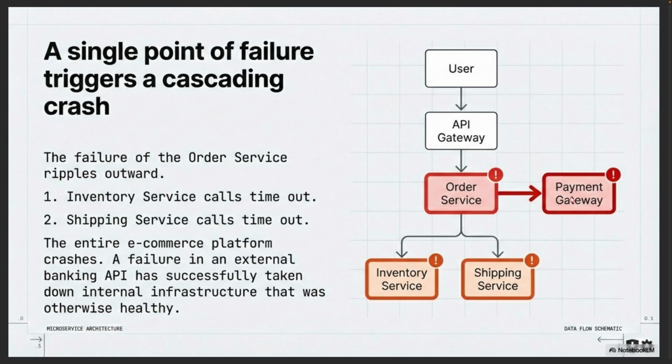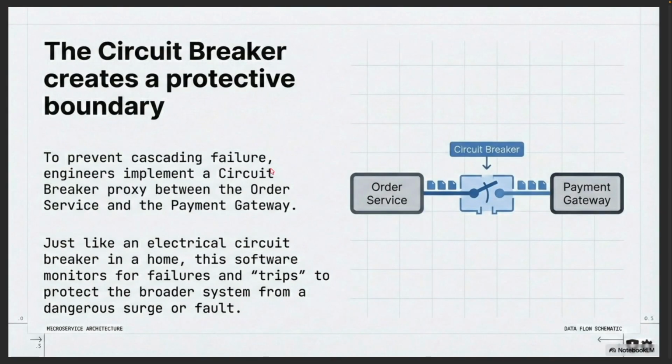So this is where we need to implement the circuit breaker pattern, or a system that is resilient, a system that automatically withstands failures and comes back. So let's discuss how we can do that. Here we can implement a circuit breaker pattern between the order service and the payment gateway, where the circuit breaker will keep checking for failed requests. This prevents cascading failures. So engineers implement a circuit breaker proxy between the order service and the payment gateway.